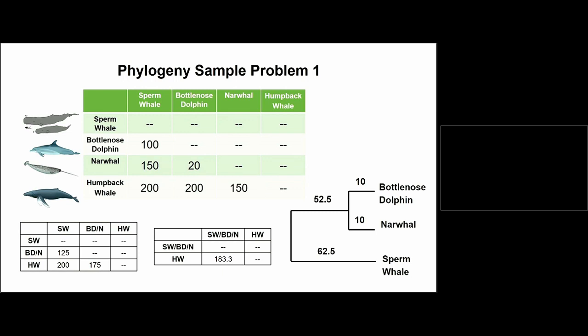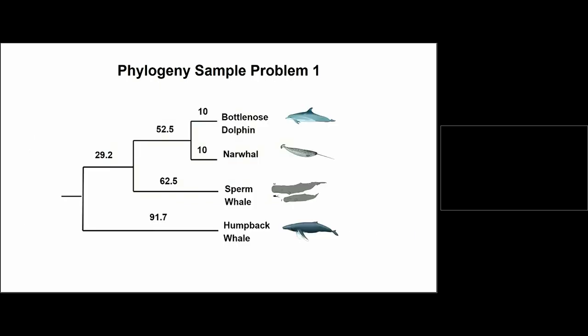When we do this average to figure out the approximate distance from this common ancestor to the humpback whale, we have to go back to the original chart here and take our 200, 200, and 150, and average it to get 183.3. So that tells us that there is approximately 183.3 steps from the humpback whale all the way to the sperm whale, right? But from the humpback whale to the common ancestor is approximately half of that, which is 91.7.